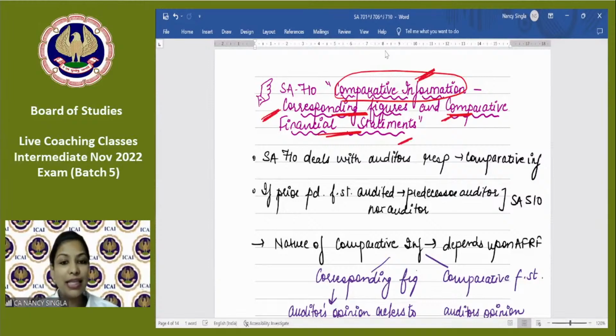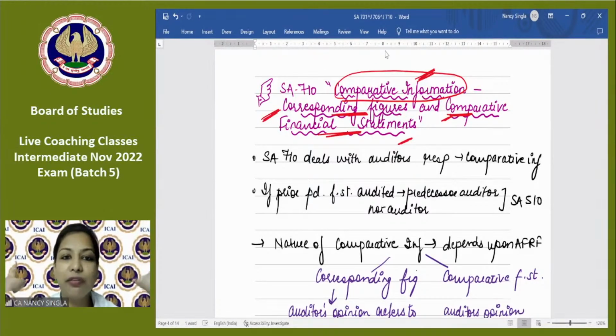है ना? So basically, see, whenever there is comparative information in the financial statements, ठीक है? अभी I'm not talking about corresponding figures or comparative financial statements. अभी I'm just saying, if the financial statements that the auditor is auditing have information of the prior period, one or more prior periods, तो वो क्या होता है? Comparative information. Now in that case, the responsibility of the auditor is dealt with in SA 710, and the name is what? Comparative information dash corresponding figures and comparative financial statements. ठीक है? So comparative information is of two types, which is what? Corresponding figures and comparative financial statement. But वो दोनों क्या होती है? We'll discuss that later on.